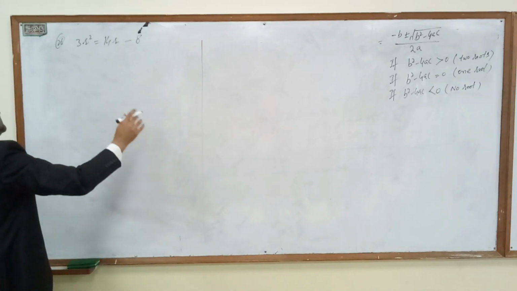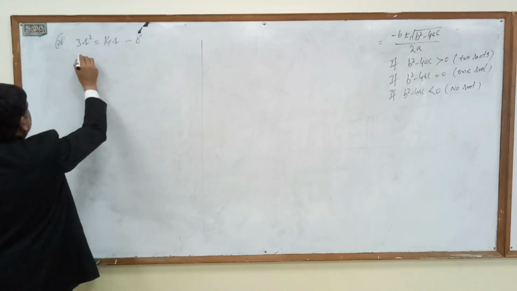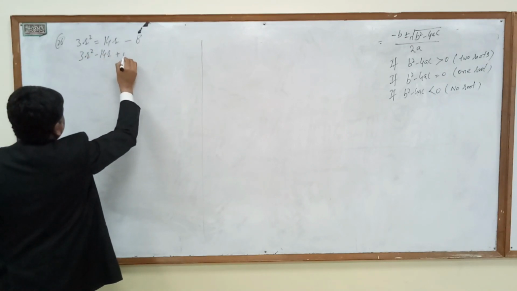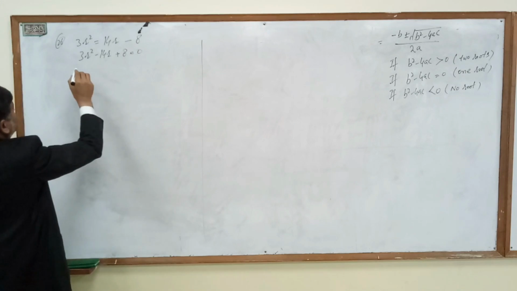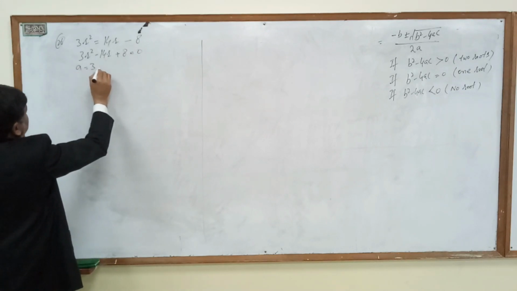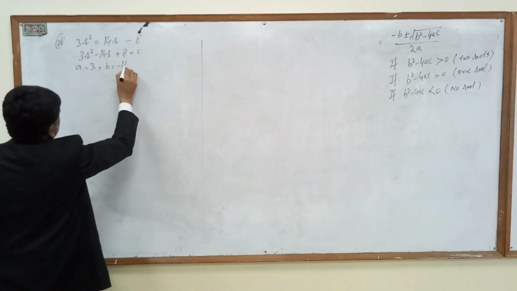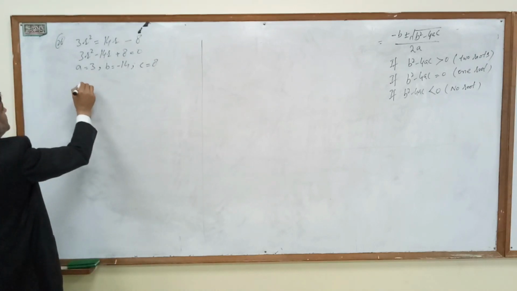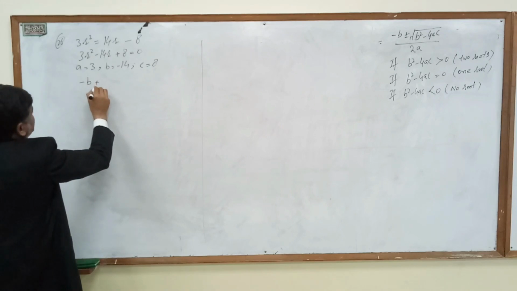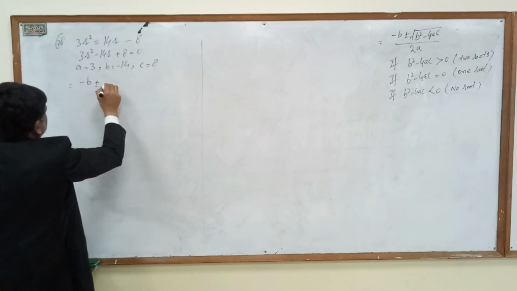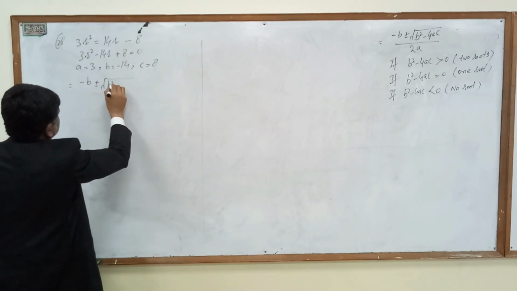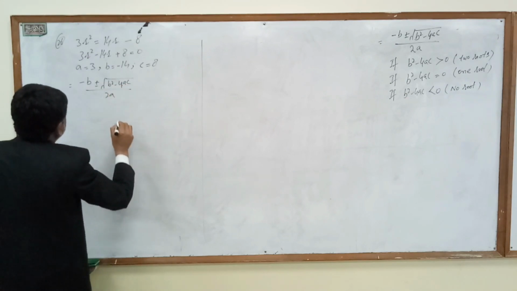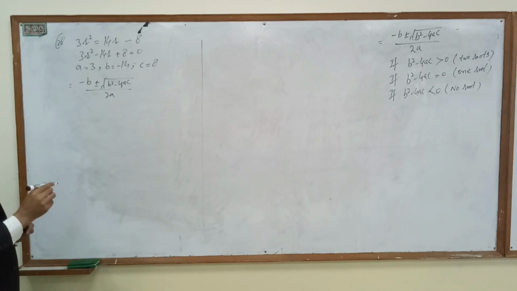First we convert the equation into the required form: 3r squared minus 14r plus 8 is equal to 0. What's the value of a? 3. What's the value of b? Minus 14. What's the value of c? 8. Very good. So what's the formula? Minus b plus or minus the square root of b squared minus 4ac, divided by 2a.